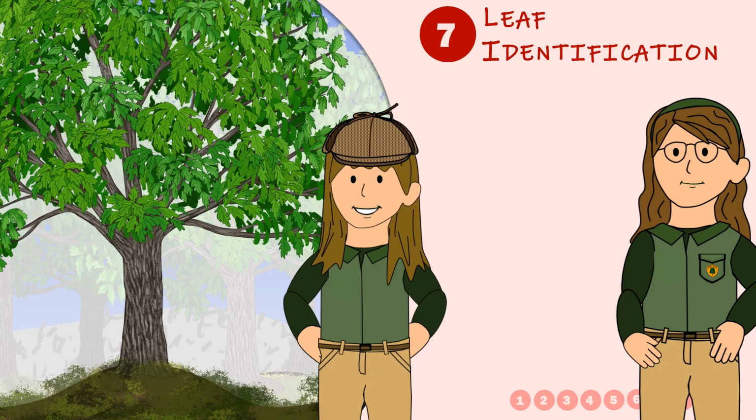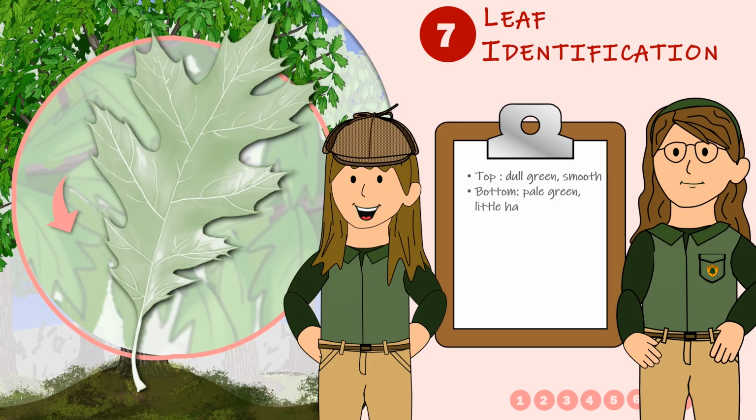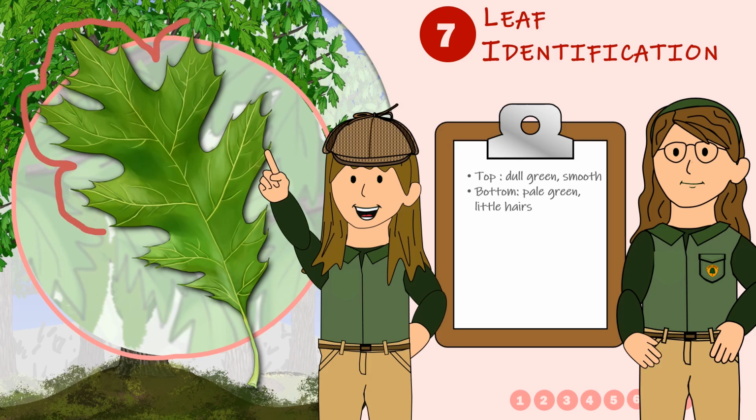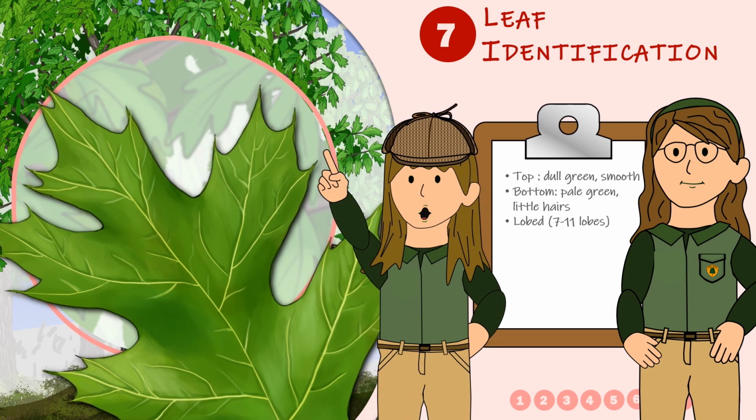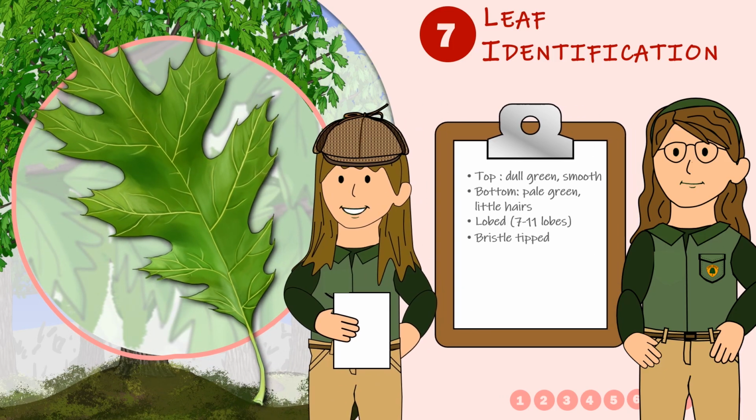The top of the leaf is a dull green, and the texture is smooth, not rough or hairy. I checked the underside too, and it's paler green, with little hairs where the veins come together. As for the shape, it has several lobes. I checked a few leaves, and it looks like there's roughly 7 to 11 lobes, depending on the leaf. The tip of each lobe is tapered to a very fine, needle-thin point. I can see from my supplementary identification guide that it's called a bristle tip. As far as the edge goes, it's smooth, which the ID guide says is called an entire margin. For venation, it looks like it has pinnate veins.